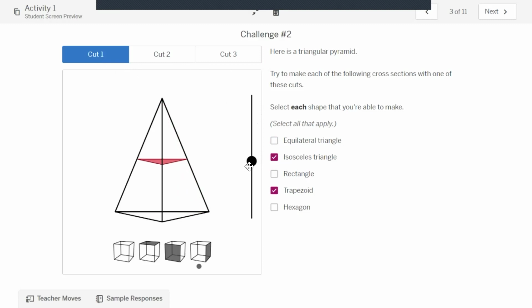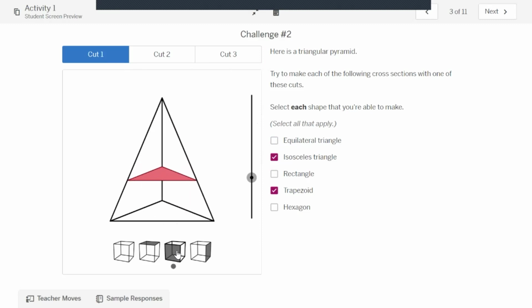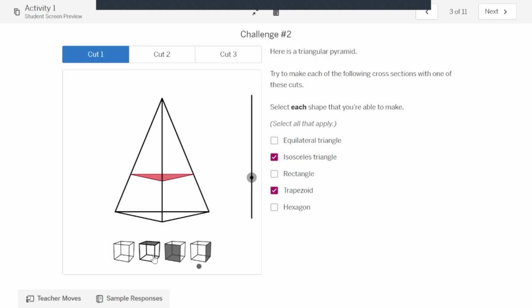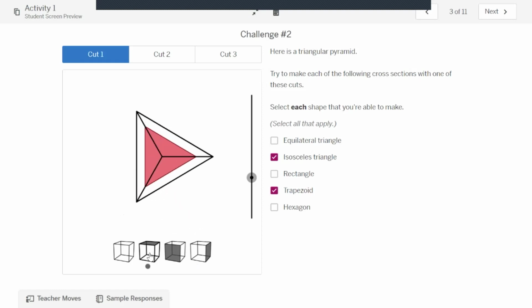Let's see. And we just do this way. Or this way. No, let's do this way. There it is. There's an equilateral triangle, meaning all sides are equal. It's like a square. All right, we got that one.